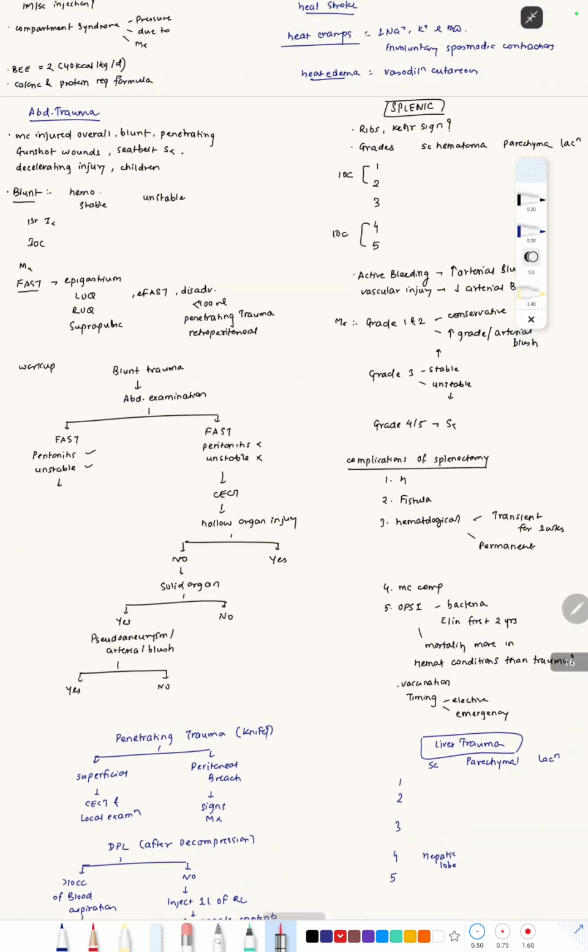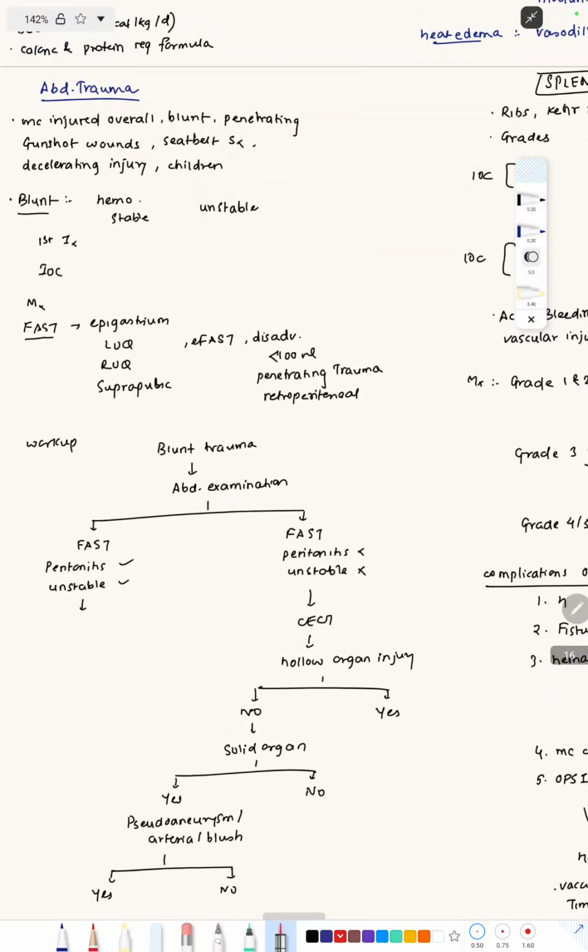Now the next is going to be abdominal trauma. In abdominal trauma, the most commonly injured organ overall is going to be the spleen. In blunt trauma also it is going to be the spleen. In penetrating trauma it is going to be the liver. In gunshot wounds it is going to be the intestine, and in seatbelt syndrome it is going to be the mesentery. In deceleration injury it is the hepatoduodenal junction, and in children it is again going to be the spleen. Now let's talk about blunt trauma.